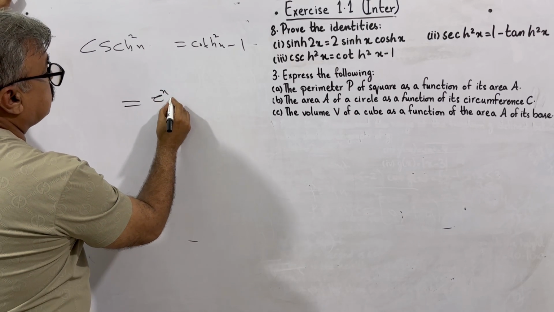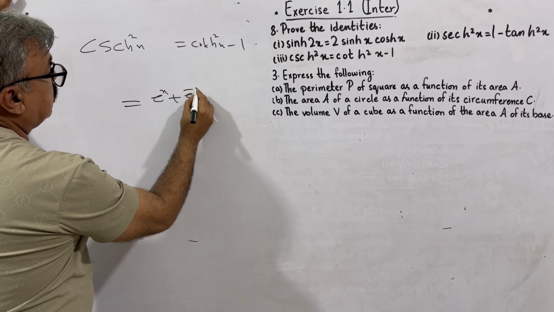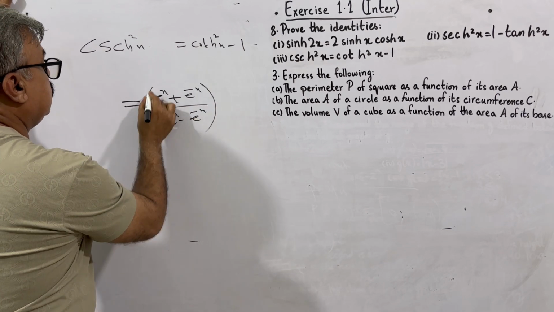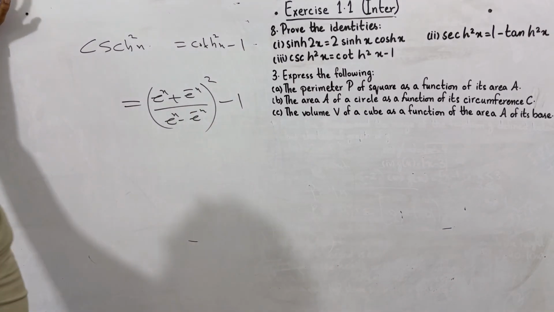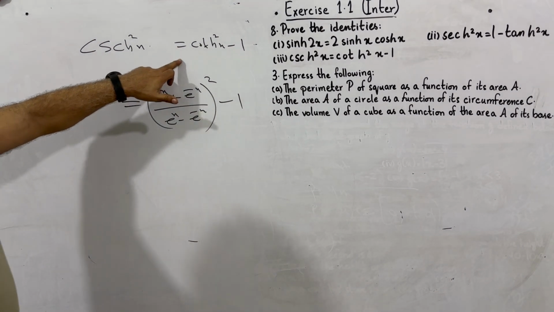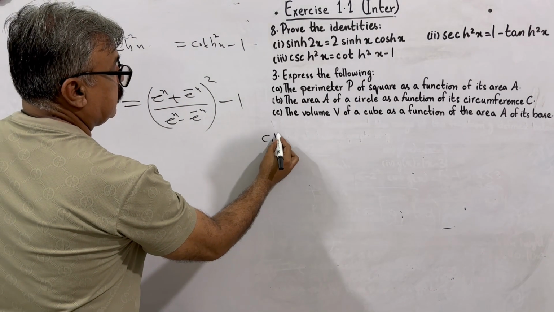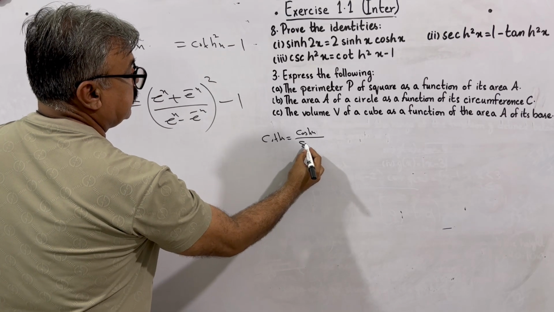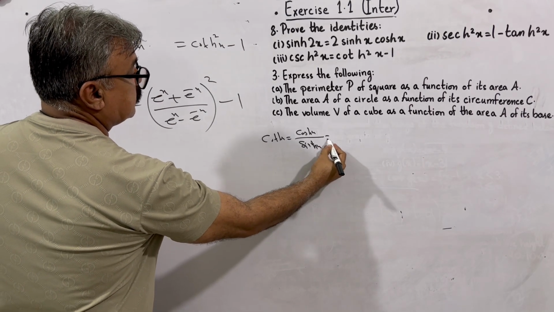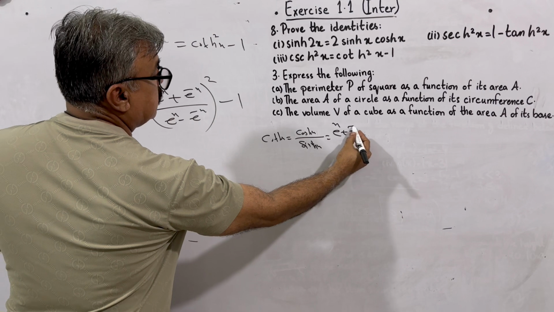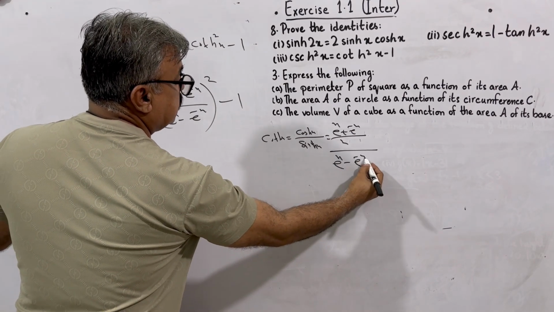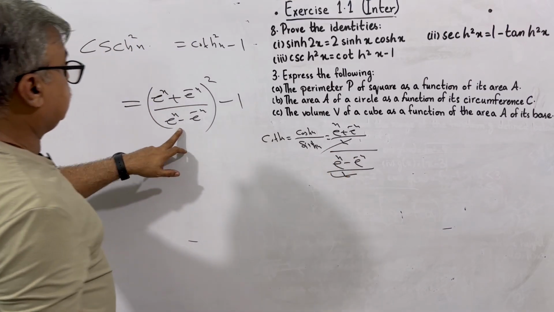Means e power x plus e power minus x over whole square, that's minus 1. Coth square. Coth means cosh over sinh. Cosh means e power x plus e power minus x over 2, sinh is e power x minus e power minus x over 2. The 2 cancels, that is the situation.